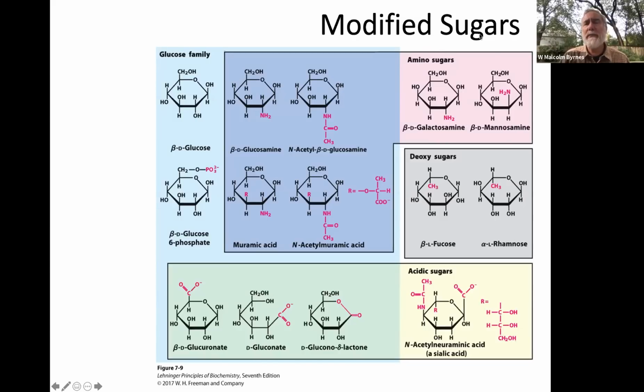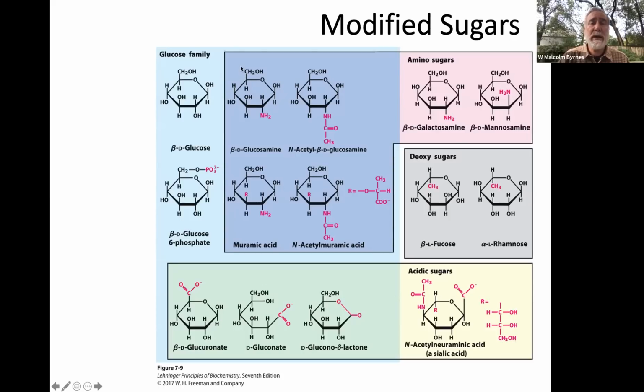Let's look at some modified sugars. These are sugars that have some group attached, okay, some functional group. So we can consider what's called the glucose family, shown in this blue highlighted area. The amino sugars, these are sugars that have amino groups attached, shown in the red part here, okay, so-called deoxy sugars. And then acidic sugars in this box, right?